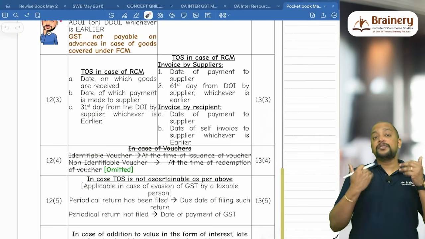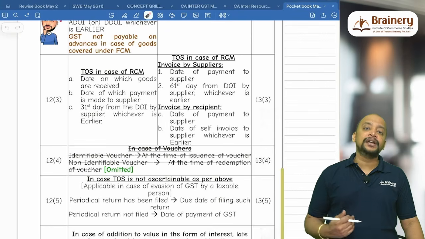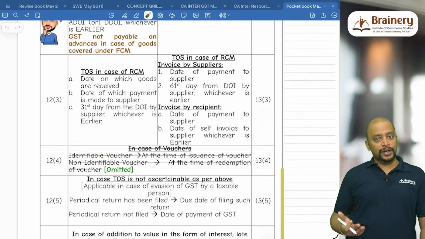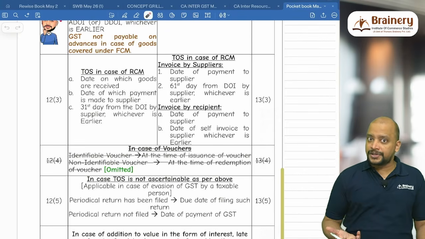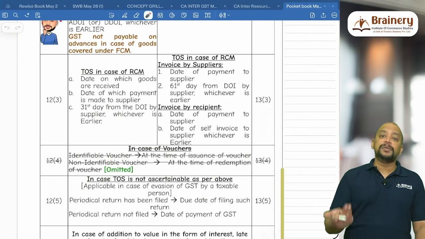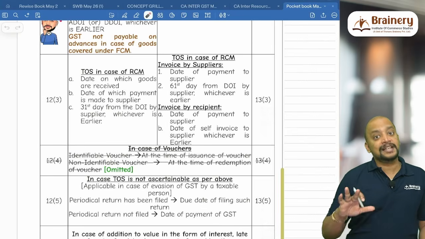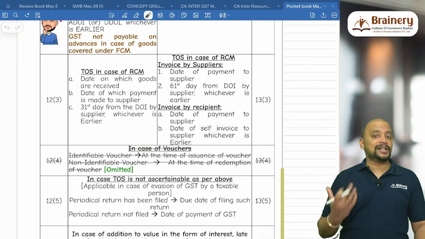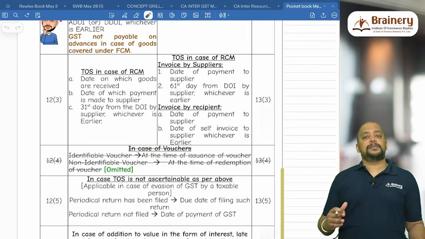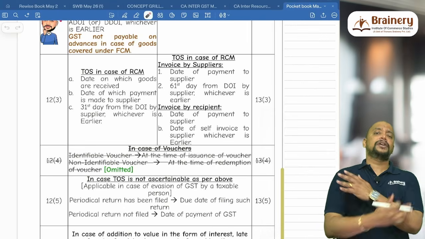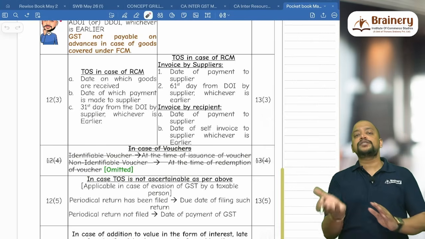So here the invoice given by the supplier should be taken, and the 31st day from the date of invoice. Suppose the supplier is unregistered and, instead of an invoice, gives some other bill or some other document, even that can be considered as the invoice. It is not necessary that it should be a tax invoice; any document given by the supplier. What if the supplier is unregistered and has not given any document? Then the recipient has to give the invoice.